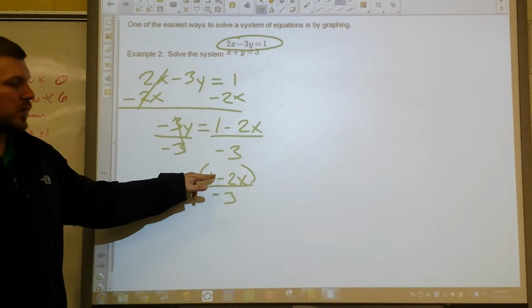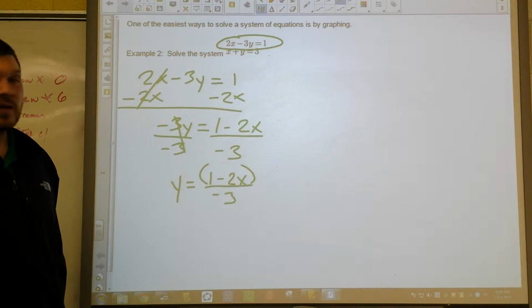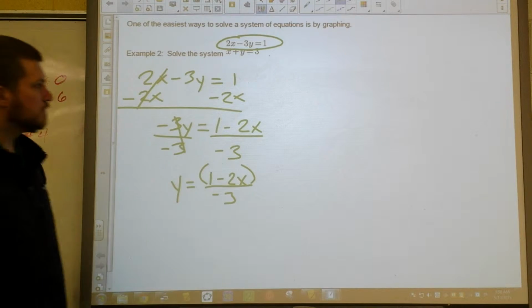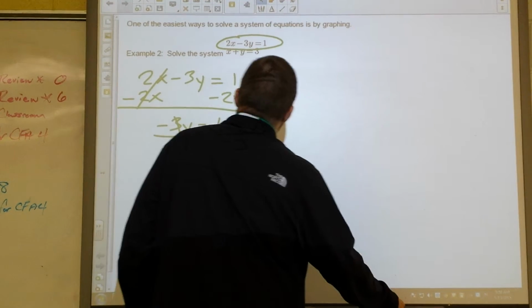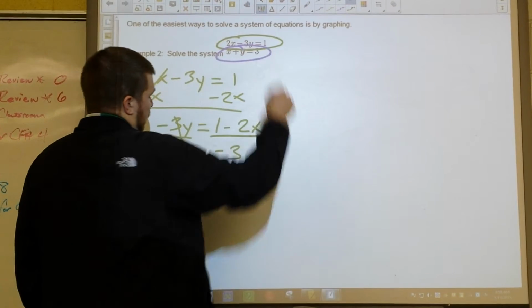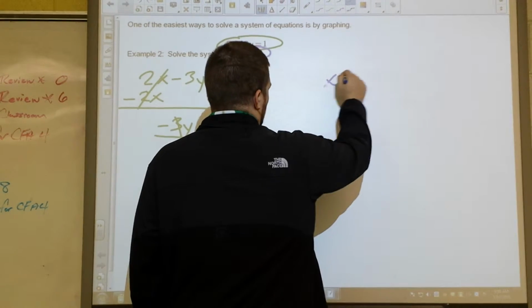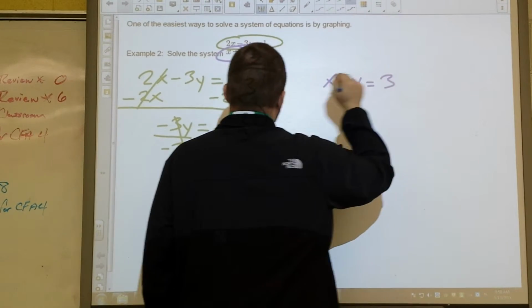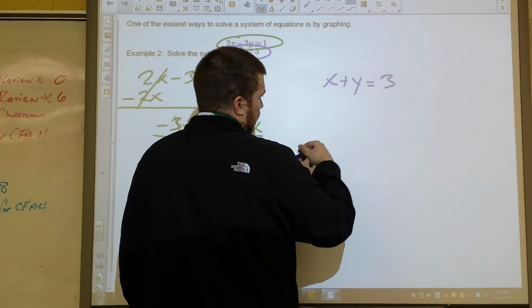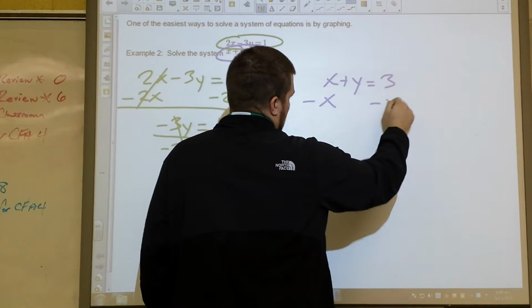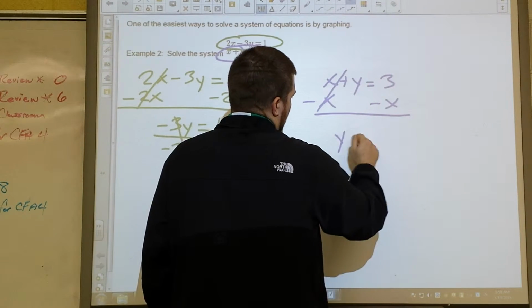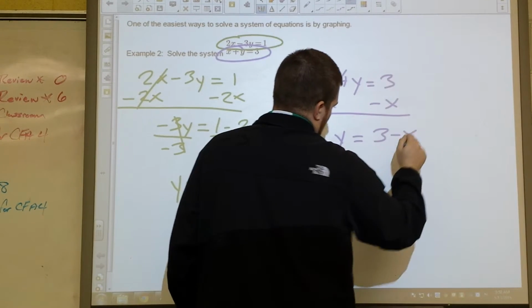If you don't put those parentheses everywhere you see more than one thing, it's not going to graph correctly. Let's do the scratch work for the bottom equation in blue. I've got to get y by itself. I'm going to start off by rewriting the equation again just so I have some room. I want to get y by itself, so minus x on each side. They cancel out, so y equals 3 minus x.